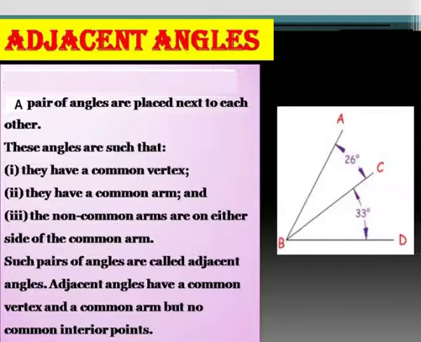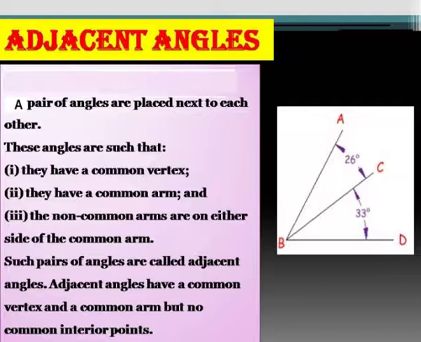Next, definition of adjacent angles. A pair of angles placed next to each other are called adjacent angles. Adjacent angles have a common vertex, a common arm, and the non-common arms are on either side of the common arm. See in this figure, B is the common vertex and BC is the common arm, and the two non-common arms are AB and DB. The two non-common arms lie on either side of the common arm BC. Hence we can say both are adjacent angles.